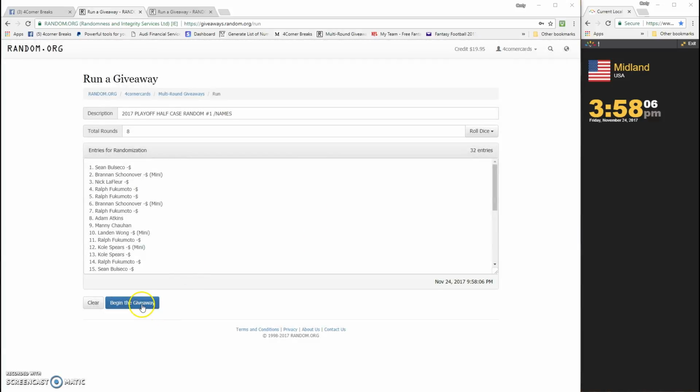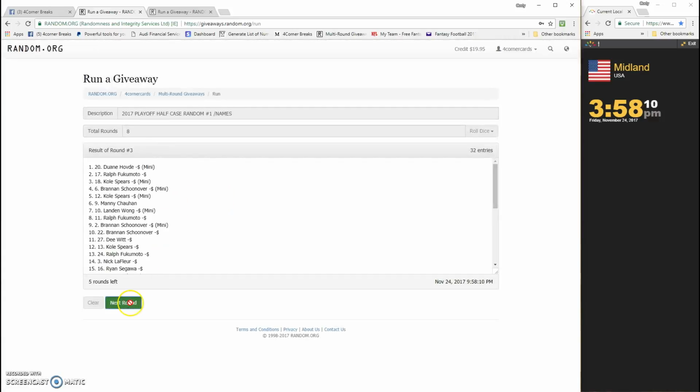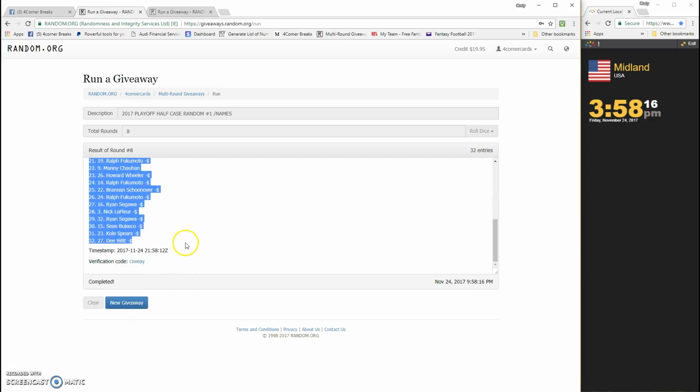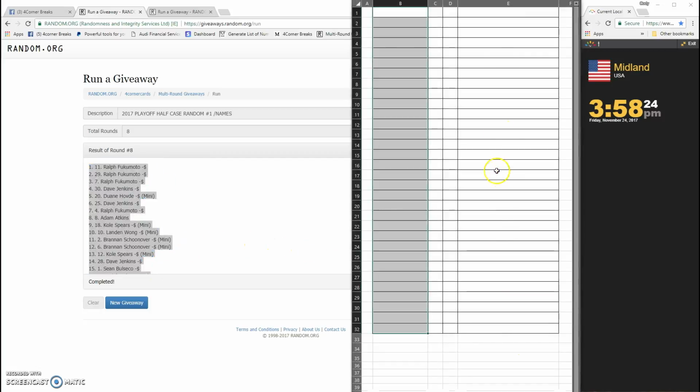Got it eight times. One, two, three, four, five, six, seven, eight. We randomize both. Wherever you end up in the spreadsheet, that is who you get. CIWEAY. DeWitt on the bottom, Ralph on the top.